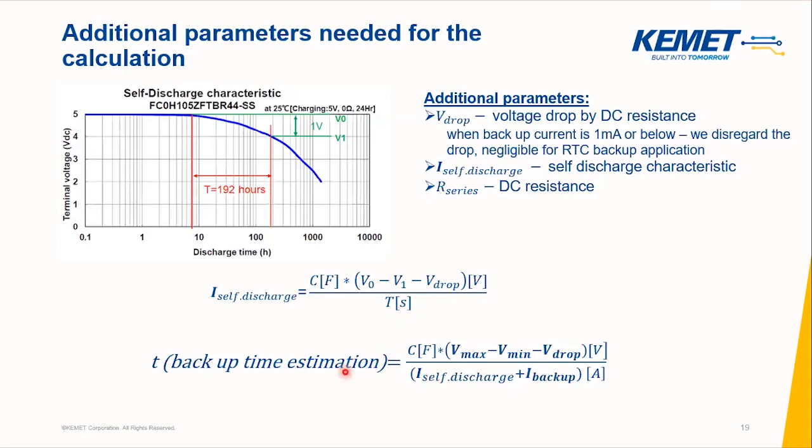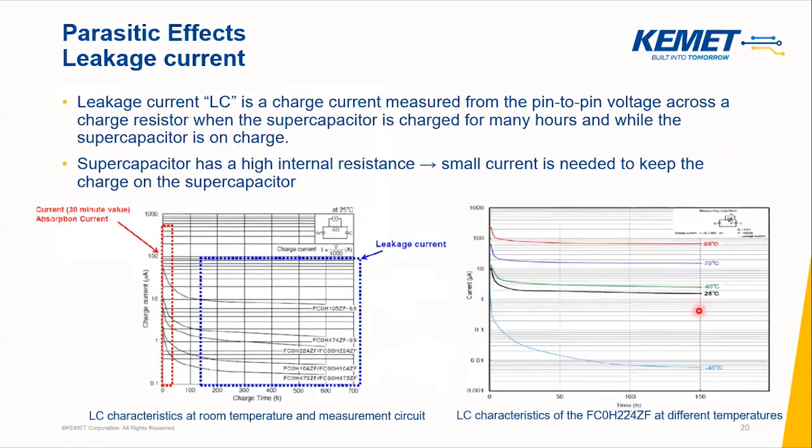Through this, when we want to again estimate the right backup time for this capacitor, in our calculation we consider Vmax and the minimum operating voltage with the V drop. And here we also add the self-discharging current to the backup current. This also means that you will get a smaller backup time compared to what you previously estimated. So through this you can see if it is still in the margin that you want, or you need to go and choose another capacitance value.